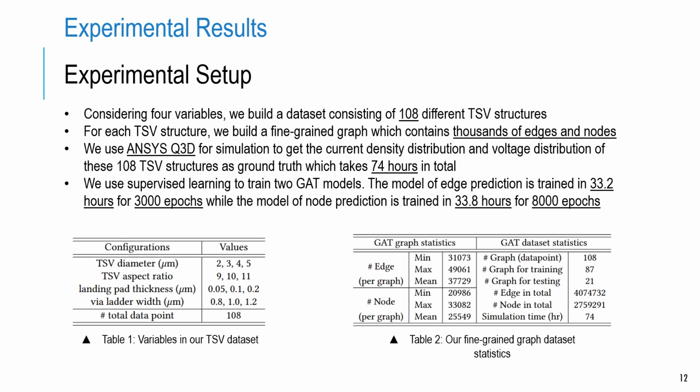We randomly split the dataset into training dataset, which contains 87 graphs, and testing dataset, which contains 21 graphs. The edge prediction model is trained for 3000 epochs, requiring 33 hours, while the node prediction model is trained for 8000 epochs, taking 33 hours.